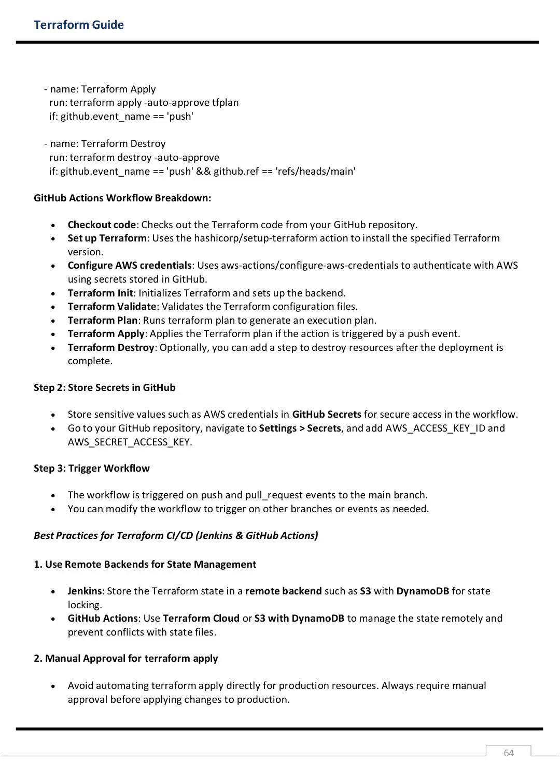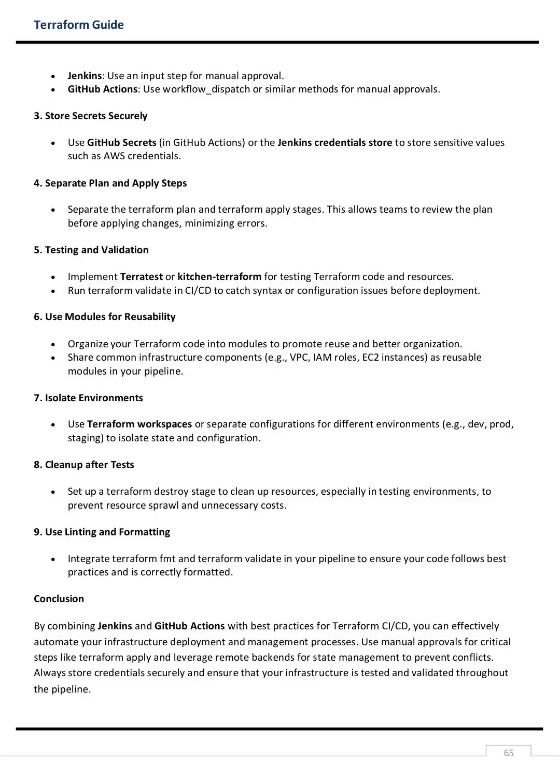2. Manual approval for Terraform apply. Avoid automating Terraform apply directly for production resources. Always require manual approval before applying changes to production. Jenkins: use an input step for manual approval. GitHub Actions: use workflow dispatch or similar methods for manual approvals.